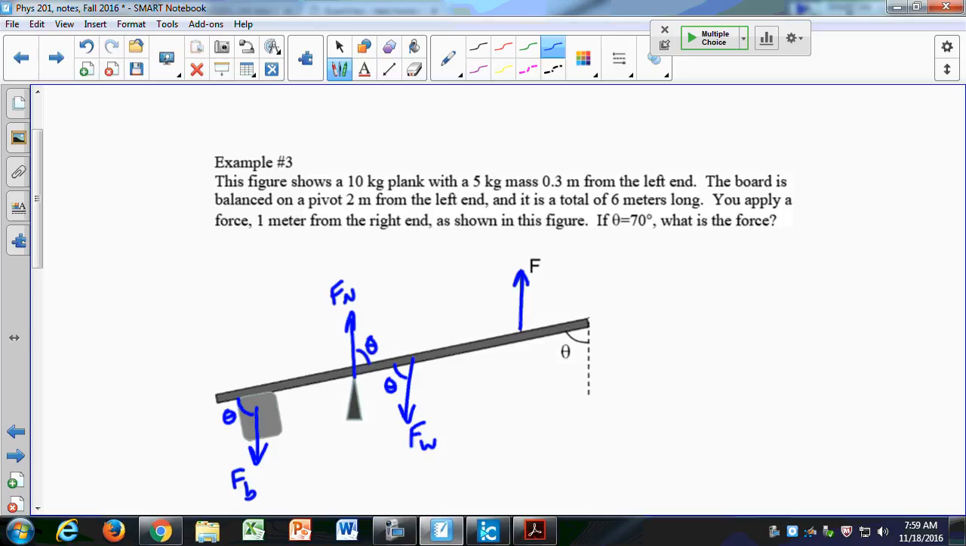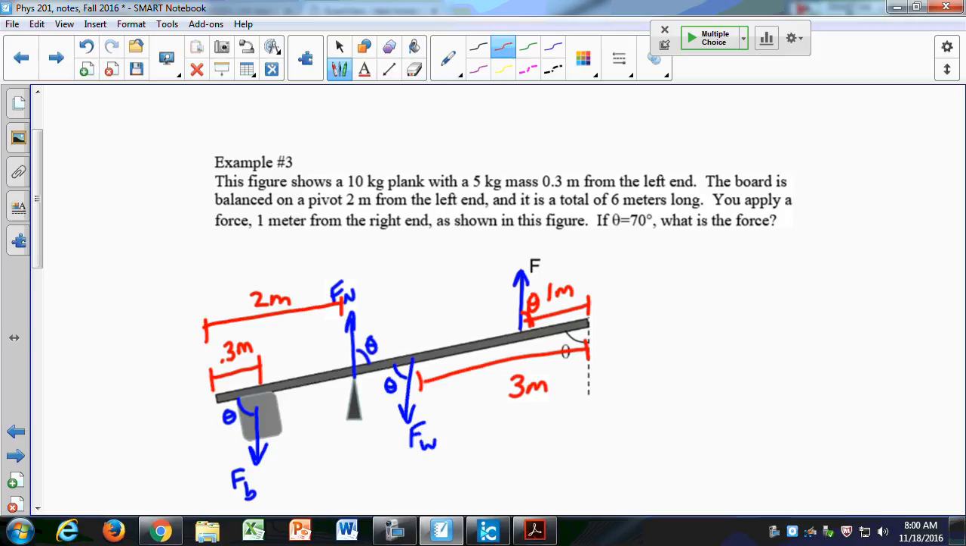Now I want to write the distances. I have this force is 1 meter from the end. Or excuse me, this is 0.3 meters from the end. The weight of the object is going to be 3 meters from the end. I'm told that this is 1 meter, and then also that the pivot is 2 meters from the end, like that. Also recognize that this angle right here is theta. That's my angle theta, 70 degrees.